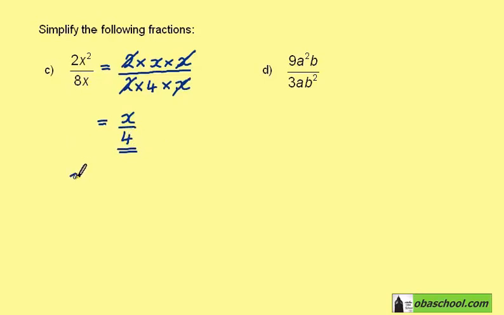Let's consider a second approach with this one. This can sometimes save time. We have numbers and x's. 2 goes into 2 once and into 8 4 times. X goes into x once, and x into x squared is just x. So we're left with x over 4.